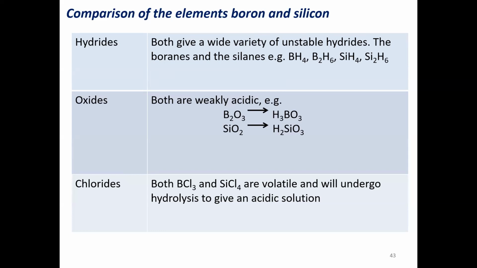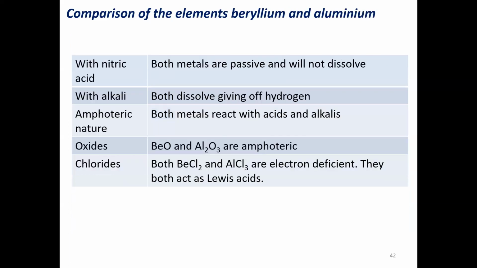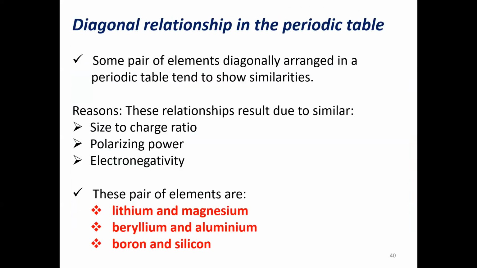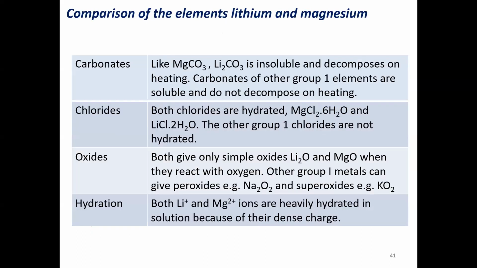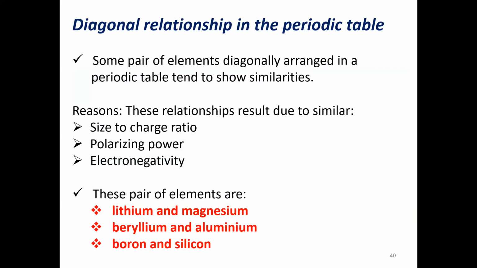So these are some of the similarities in terms of the compounds of the elements that show diagonal relationship. That is lithium and magnesium, beryllium and aluminium, and boron and silicon. So we've looked at each of them, the kind of compounds they form, and why they show this diagonal relationship, relating to the size, or size to charge ratio, polarizing power, or electronegativity.